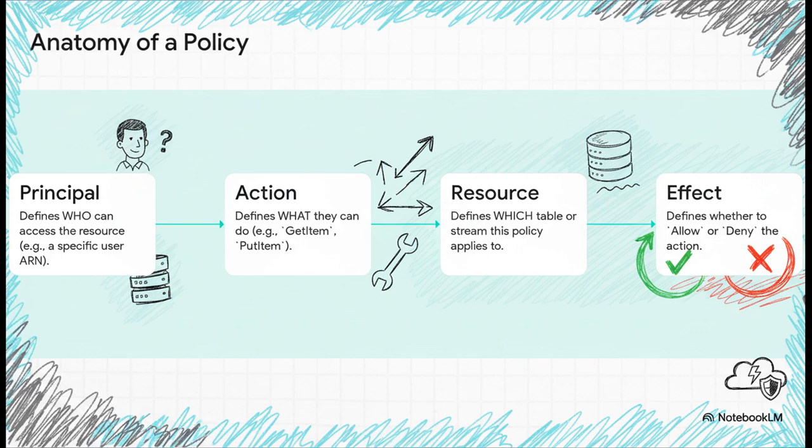It's really just answering 4 basic questions. Who is this rule for? That's your principal. What are they allowed to do? That's the action. What specific thing can they do it to? That's the resource. And finally, the big one. Are we letting them do it or not? That's the effect. Allow or deny. That's it.